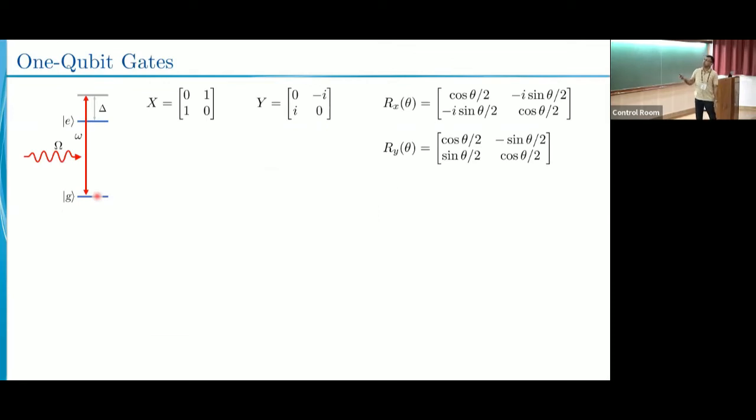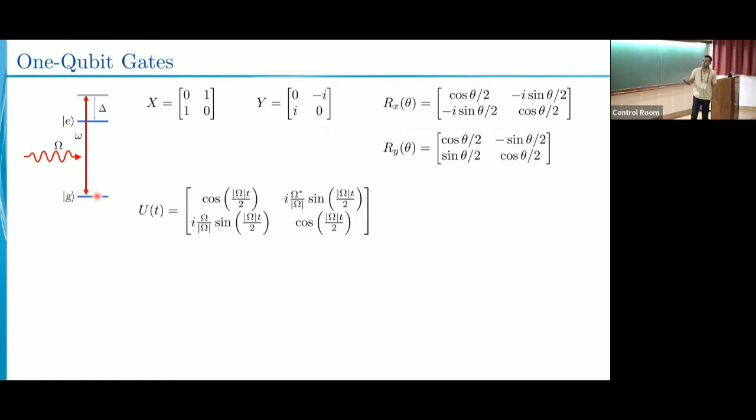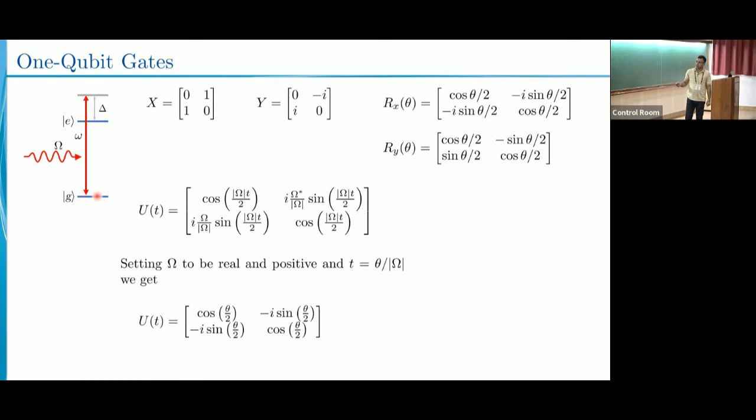What I'm doing here is, just now I showed on the previous slide the Rx theta, Ry theta gates. And this is my unitary matrix that I showed just before. Now from this unitary matrix, we have to get these gates. So we set t equal to theta over omega, which depends on my Rabi frequency. We know what the Rabi frequency is, so we set the time by calculating the Rabi frequency, then substitute here, and the unitary matrix becomes like this. This is nothing but Rx theta.